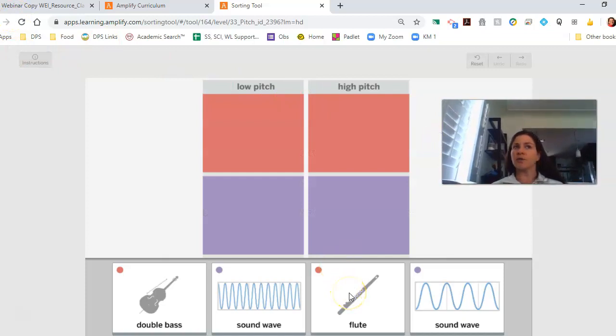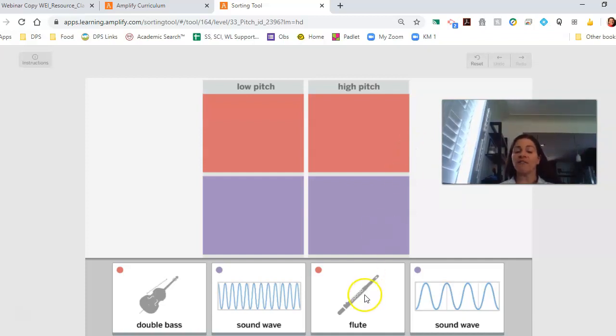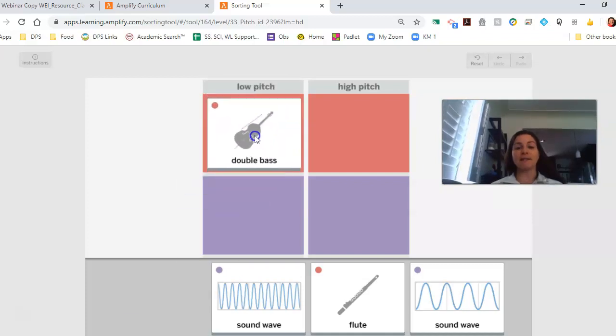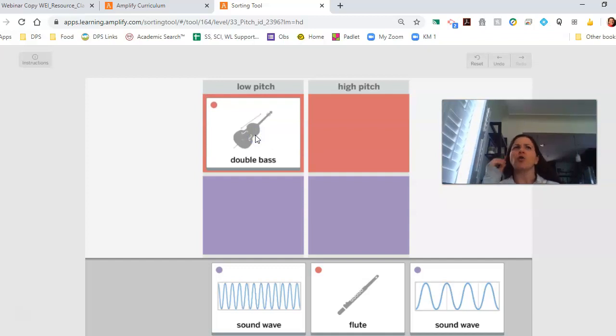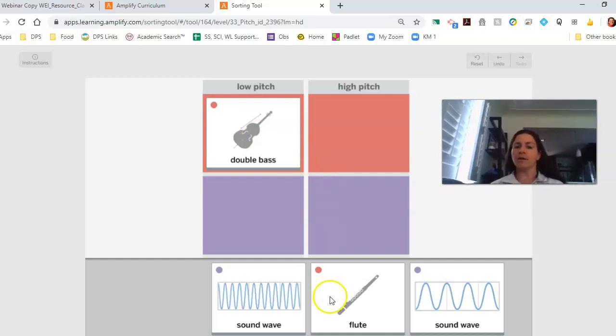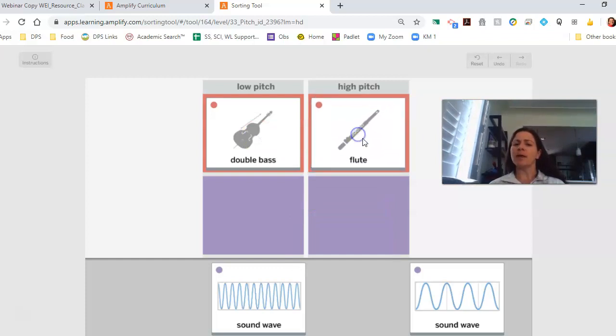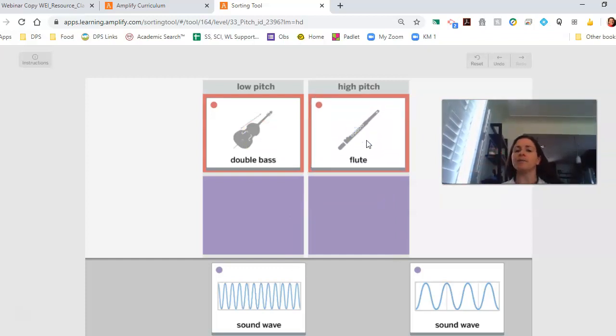Now, we heard a bunch of different instruments in the simulation. So we have a flute, and a double bass, two different instruments. One of those instruments has a low pitch, and one has a high pitch. Take a second, and then I want you to say out loud which one, flute or double bass, should go in the low pitch. Awesome. I bet you said double bass. I remember in the sim, that almost had like a growl sound. It was super low. And the flute is a really high-pitched instrument. It has a very high sound to it.